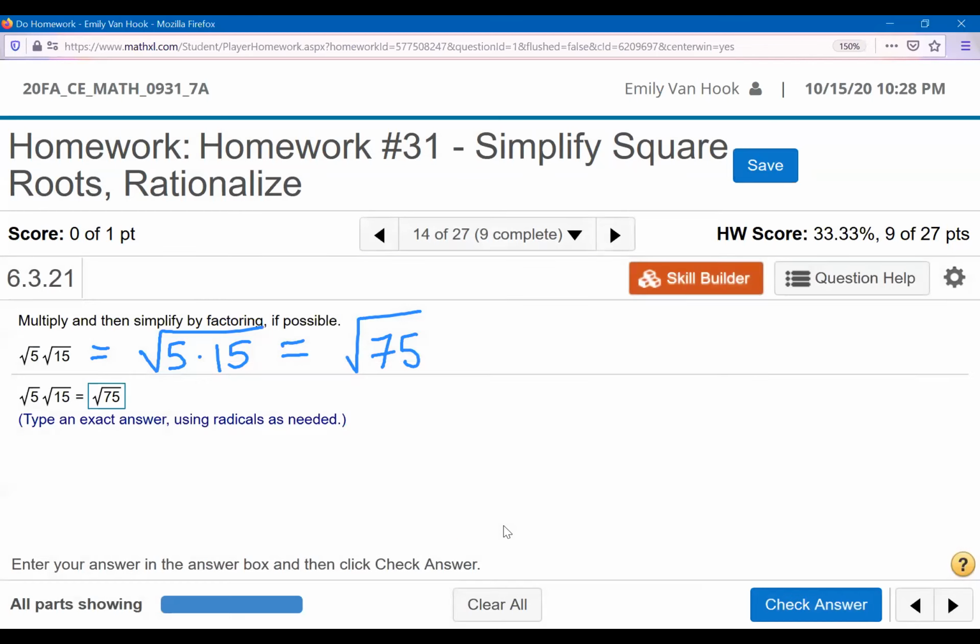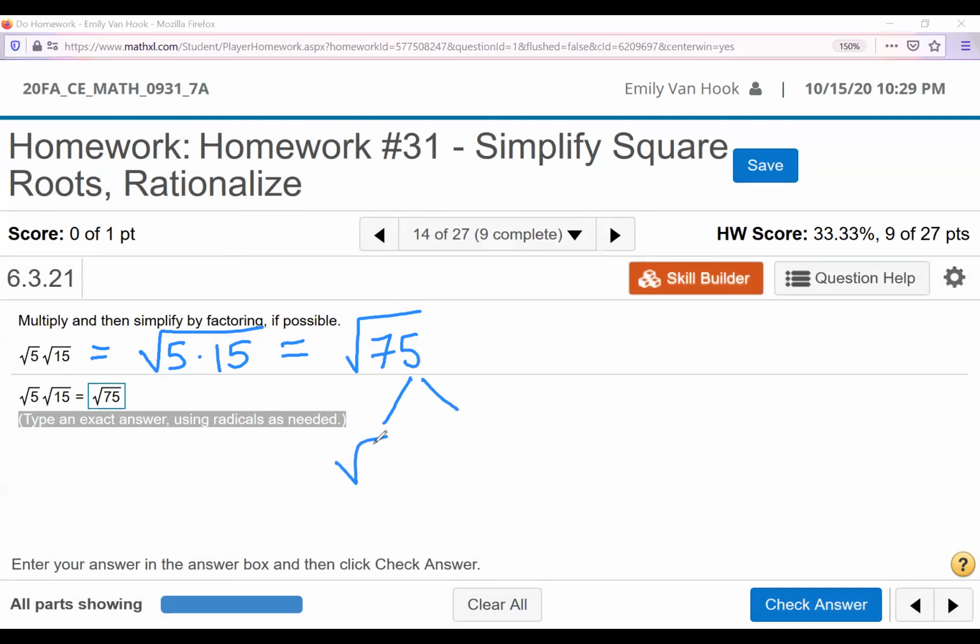So we can break it down more using a perfect square. Okay, so here's how we can do it. 75 can be factored using a perfect square of 25. So we can break it down into 25 times 3. So the square root of 75 can be written as the square root of 25 times the square root of 3, and that would just be 5 times square root of 3.